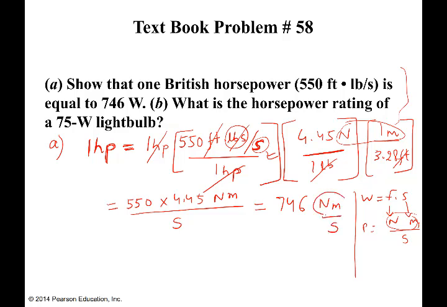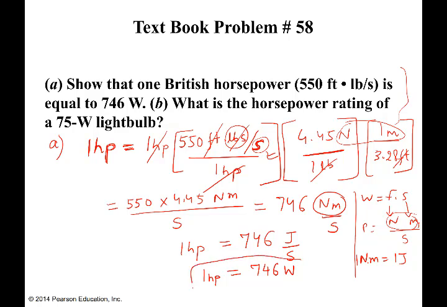Now let me remind you, Newton meter is joule, because work done, Newton meter is the unit of work. So 1 Newton into 1 meter is 1 joule. So I can safely write 1 horsepower must be equivalent to 746 joules per second. That simply means 746 watts.